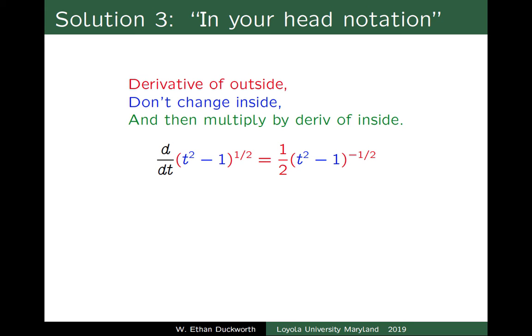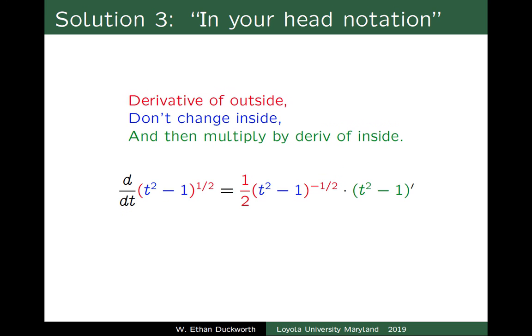And then I should multiply by the derivative of the inside. I usually do this as a separate step, finishing the derivative as a separate step, but I will write the prime and the inside part there to remind me that's the last thing. So times t squared minus 1 prime, meaning I haven't taken that derivative yet, but I will on the next step. Okay, the next step is that part becomes 2t, and that's my final answer, 1/2 t squared minus 1 to the negative 1/2 times 2t.